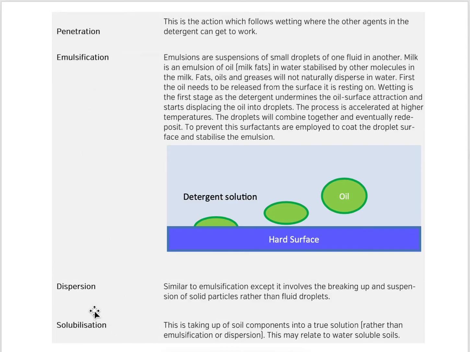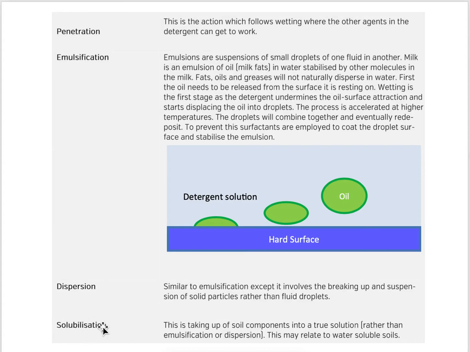Then dispersion. Dispersion is similar to emulsification except it involves the breaking up and suspension of solid particles rather than fluid droplets. In emulsification, the material removed from the hard surface can be a liquid like oil or a semi-solid like fat. Dispersion means the same: the soil detaches from the hard surface and goes into the water, but in this case the soil consists of suspended solid particles.